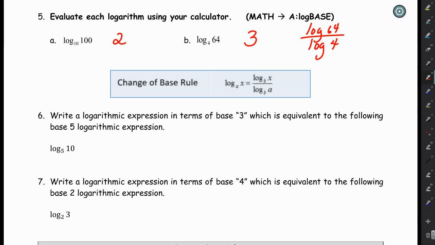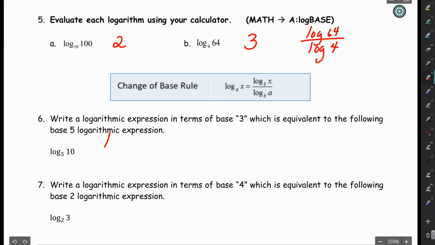So for number 6, it says, write a logarithmic expression in terms of base 3 equivalent to the following log base 5 expression. So for this guy, we could rewrite it as log base 10 of 10 over log base 10 of 5. So when I don't write the base, I'm assuming that the base is 10. But they're asking us to write it with the base of 3. So log base 3 of 10 over log base 3 of 5.